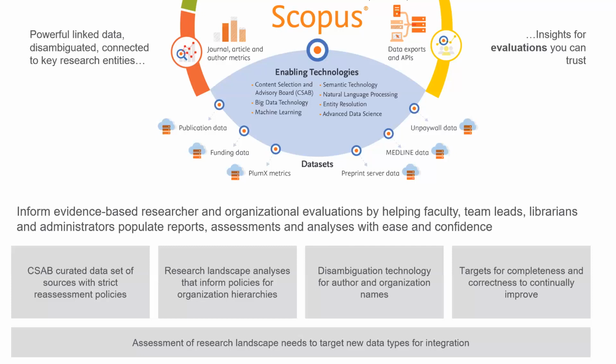This is why they're actually very strong and very important, because they are key to our capability in curating datasets from various sources with very strict reassessment policies. The research landscape analysis will inform policies for organizational hierarchies with very strong disambiguation technology for author as well as organizational names, and we constantly strive for completeness and correctness to continuously improve.